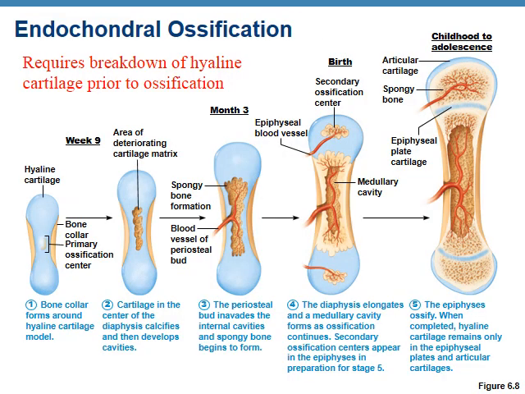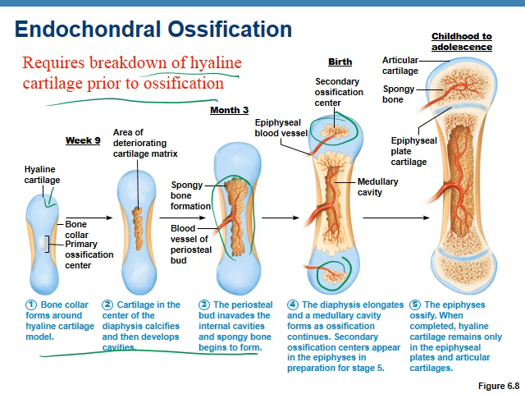Endochondral ossification requires the breakdown of hyaline cartilage that's going to be ossified. So basically, hyaline cartilage is going to turn into bone. So here we have our hyaline cartilage. We're going to go through the steps. Again, you can look at these, but the major idea that you get is that there's a primary center, which forms the medullary cavity, and then we start with these secondary ossification centers, which are going to create those epiphyseal ends.